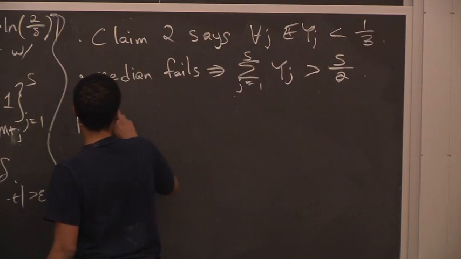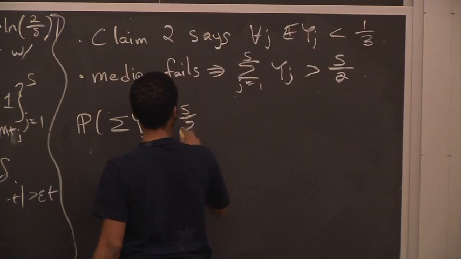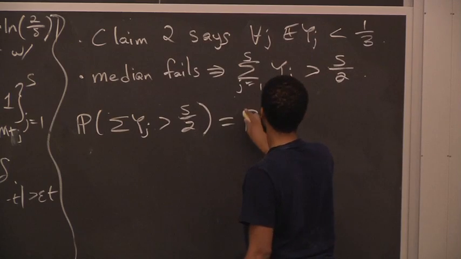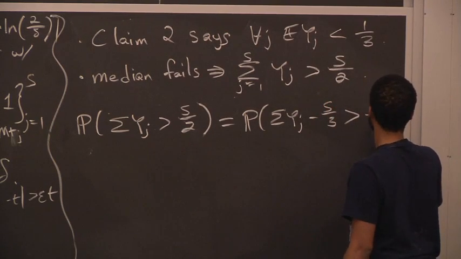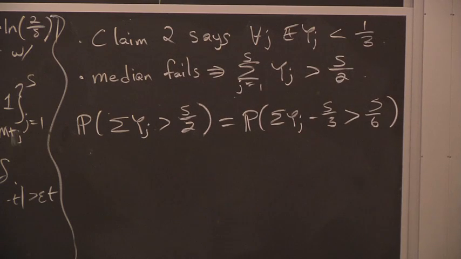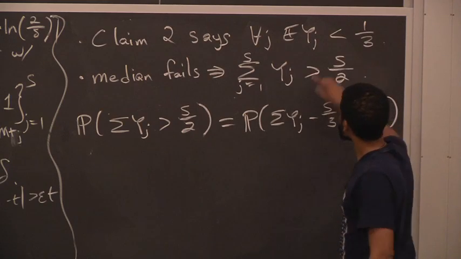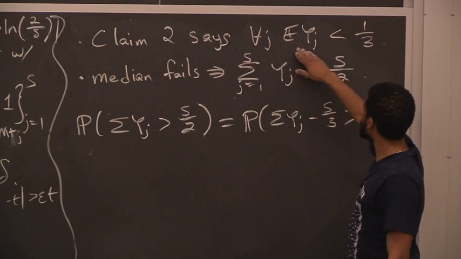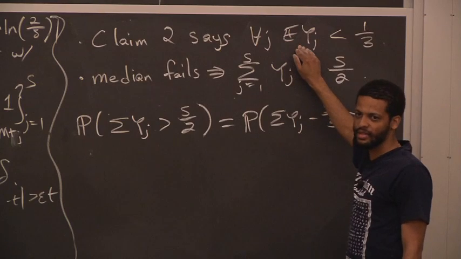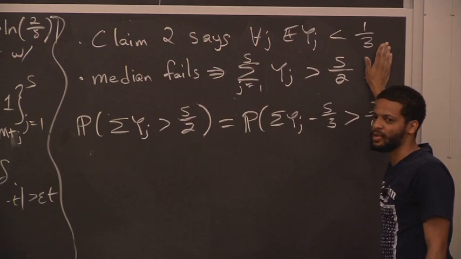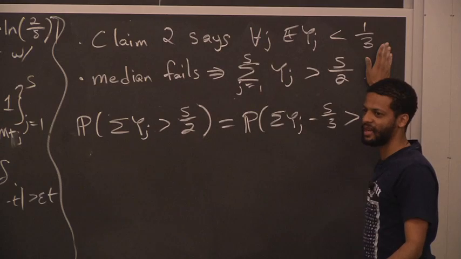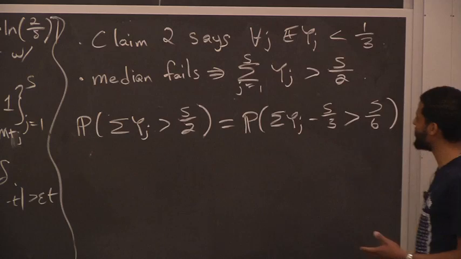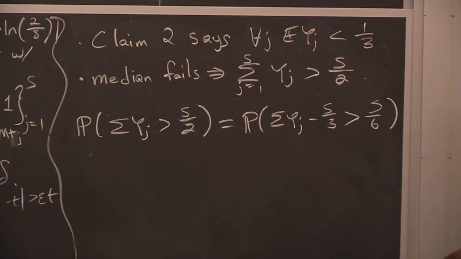So the probability that the sum of yj is bigger than s over 2 is the same thing as the probability that the sum of yj minus s over 3 is bigger than s over 6. By the way, for the purposes of bounding this tail bound, we have a bunch of Bernoulli random variables, each with expectation at most a third. The tail bound will only get worse if we replace them with Bernoulli random variables with parameter exactly a third, since those only have a bigger probability of being bigger. So let's just pretend that these yj's were 1 with probability a third and 0 with probability 2/3.